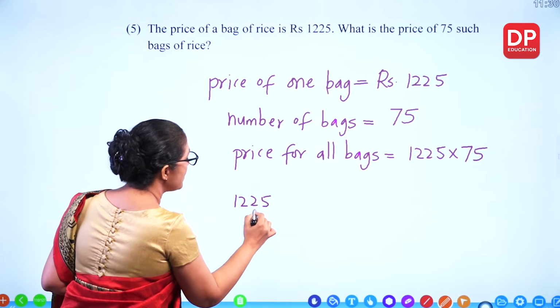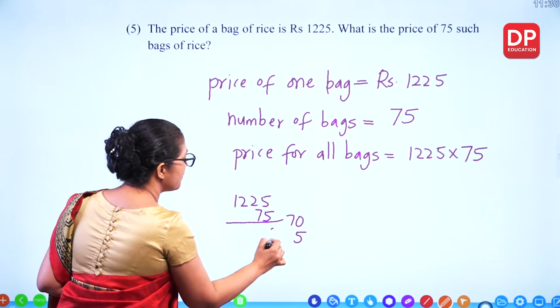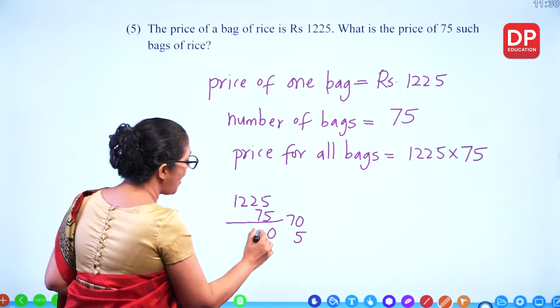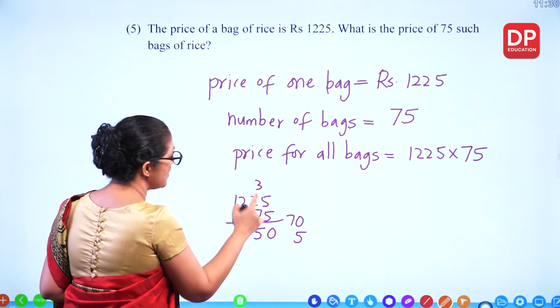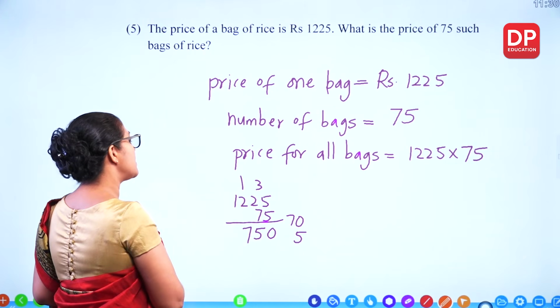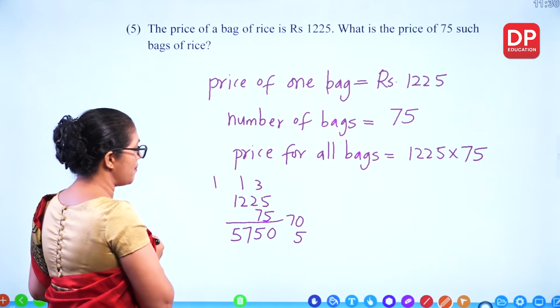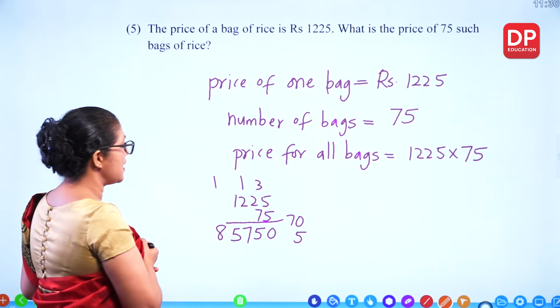1225 multiplied by 75. 70 and 5. Put 0 and multiply by 7. 7 times 5, 35. 3 here. 7 times 2, 14 plus 3, 17. 1 remaining. 7 times 2, 14 plus 1, 15. 1 remaining, and 7 times 1, 7 plus 1, that's 8.